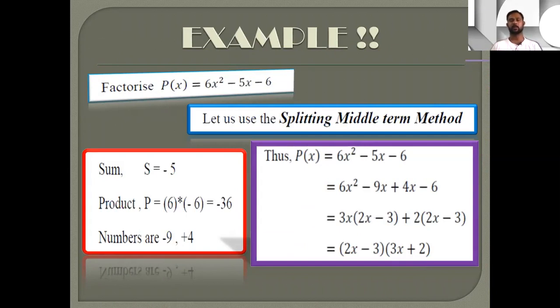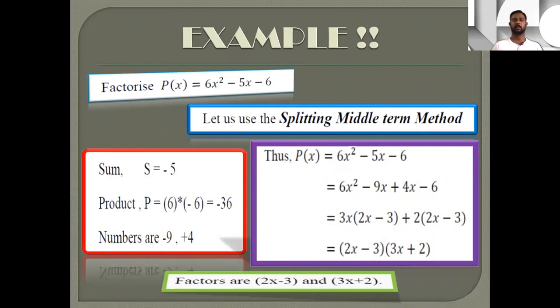Consider the first two terms, 6x square minus 9x, common 3x. Take out: 3x into 2x minus 3, plus the last two terms 4x and minus 6. 2 is common, taken out: 2 into 2x minus 3. 2x minus 3 is again common: 2x minus 3 into the remaining 3x plus 2. So we saw that we factorize the given polynomial as 2x minus 3 and 3x plus 2. The same way, go for the remaining problems in the exercise.